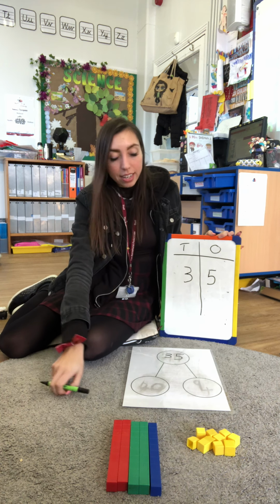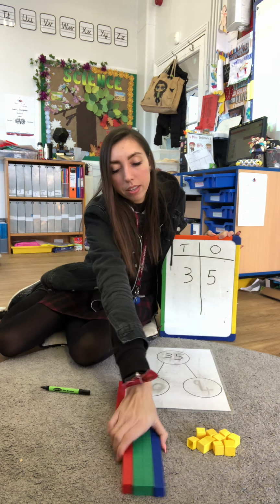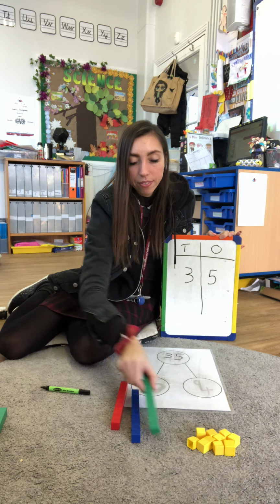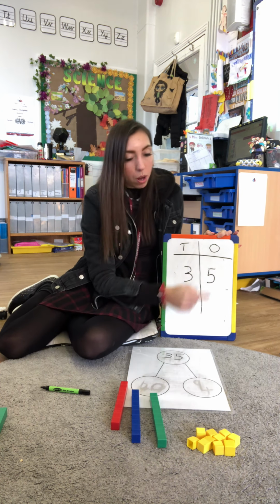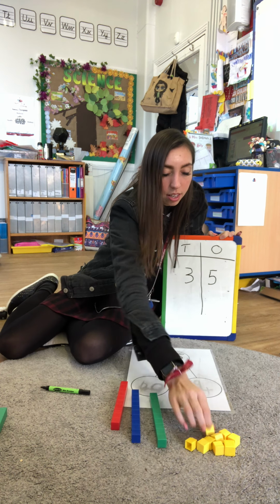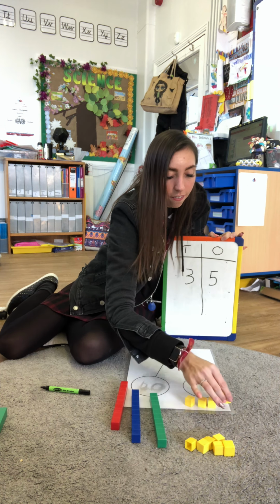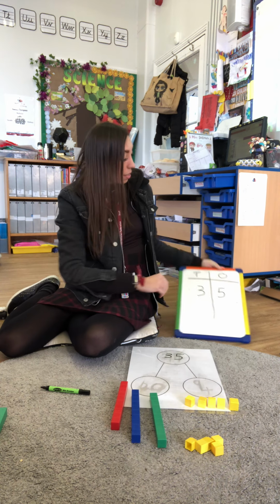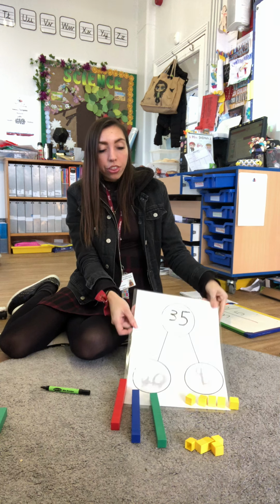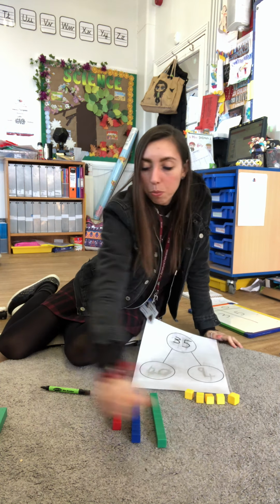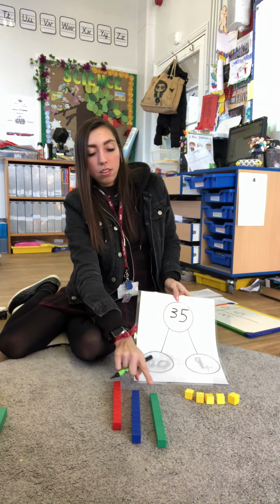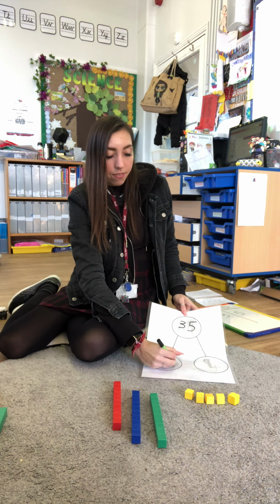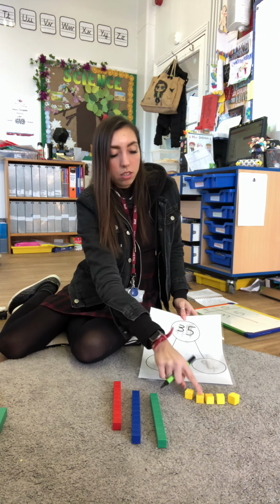So I know that I need 3 tens: 1, 2, 3, and I know that I need 5 ones: 1, 2, 3, 4, 5. There we go. So now I don't need this, I can put that to one side. So I've got 3 tens and 5 ones. I know 1, 2, 3 tens, 10, 20, 30, and 1, 2, 3, 4, 5 ones.